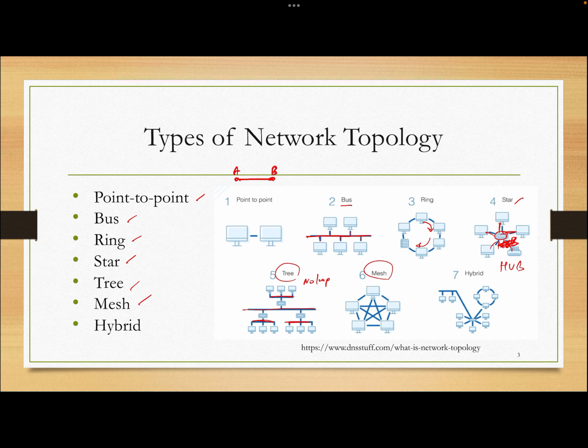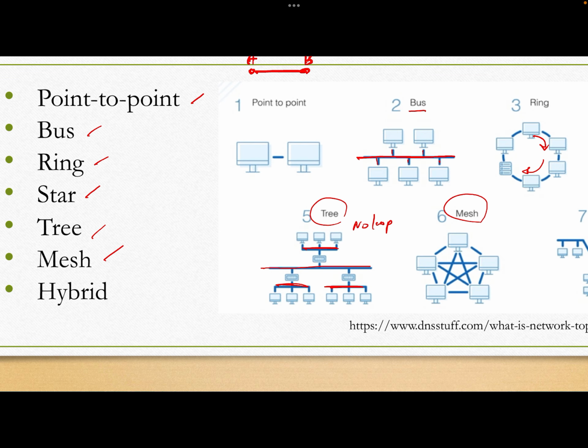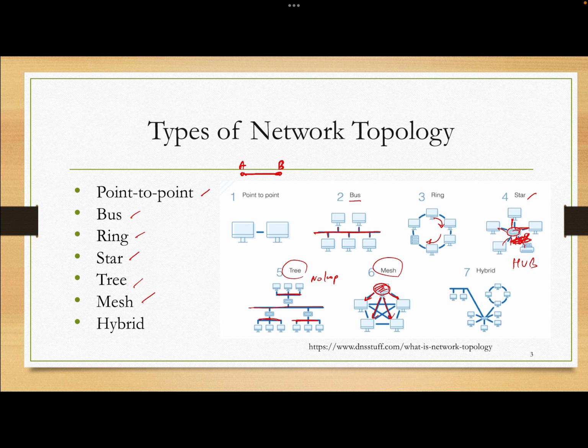The mesh is the network that connects to everyone. Suppose this is your device, so you connect to this, connect to this, connect to this, connect to this. So you connect to every device. So we have a lot of cabling, but you can send directly to the destination.